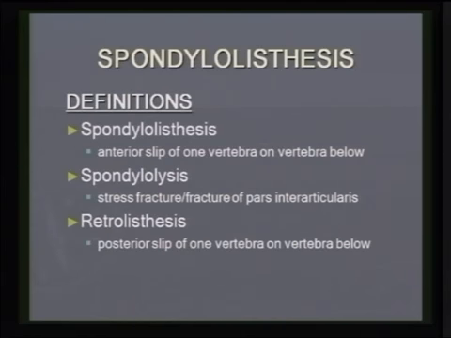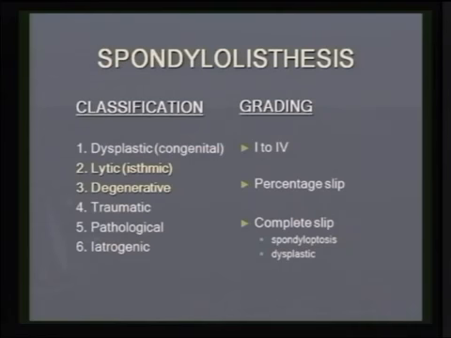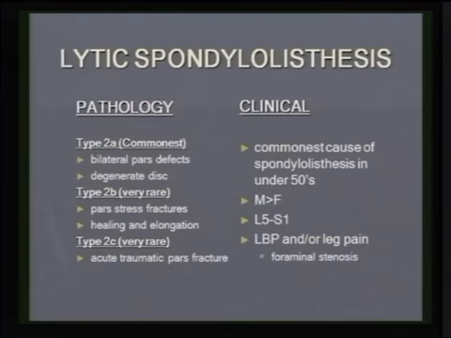Well, quickly, spondylolisthesis. I'll miss the definitions. They should all be clear to you. The classification of lumbar spondylolisthesis is very classical. The two important types, I think, clinically, are the lytic spondylolisthesis and the degenerative, which we see most commonly in clinical practice. We can grade it according to the percentages of the slip, or grade from 1 to 4. And when we have a complete slip, usually seen with the dysplastic cases, that's termed spondyloptosis.